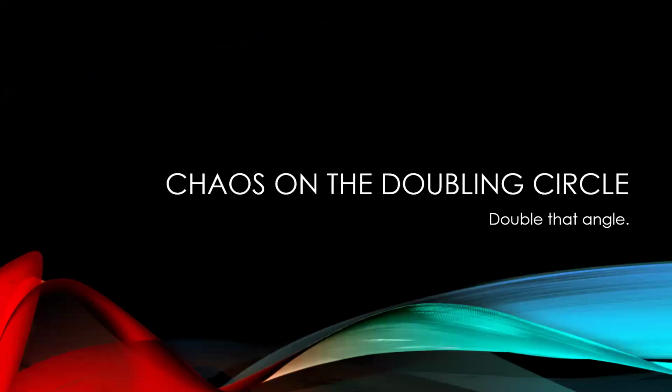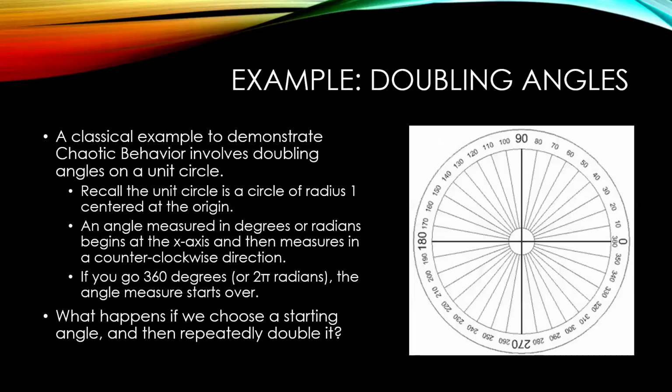Now that we've gone over a whole bunch of different key terms, let's see if we can actually give an example of something which is chaos. Let's do some chaos. And the example we are going to go with is doubling angles. This is a classical example to demonstrate chaotic behavior, and it involves doubling angles on a circle. You can see all of our numbers, all of our different angles here. And so we have 10 degrees, 20 degrees, 30 degrees, all the way around.